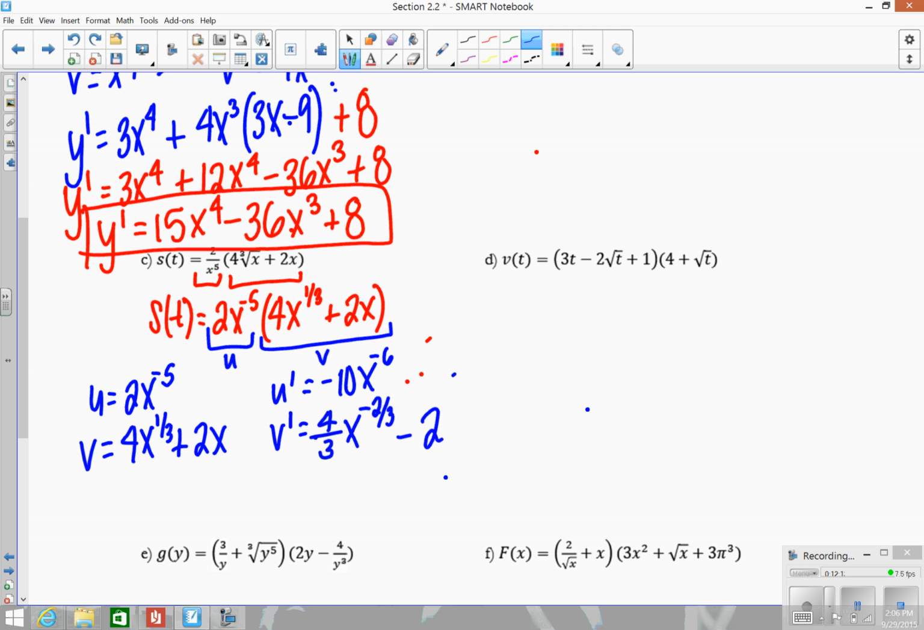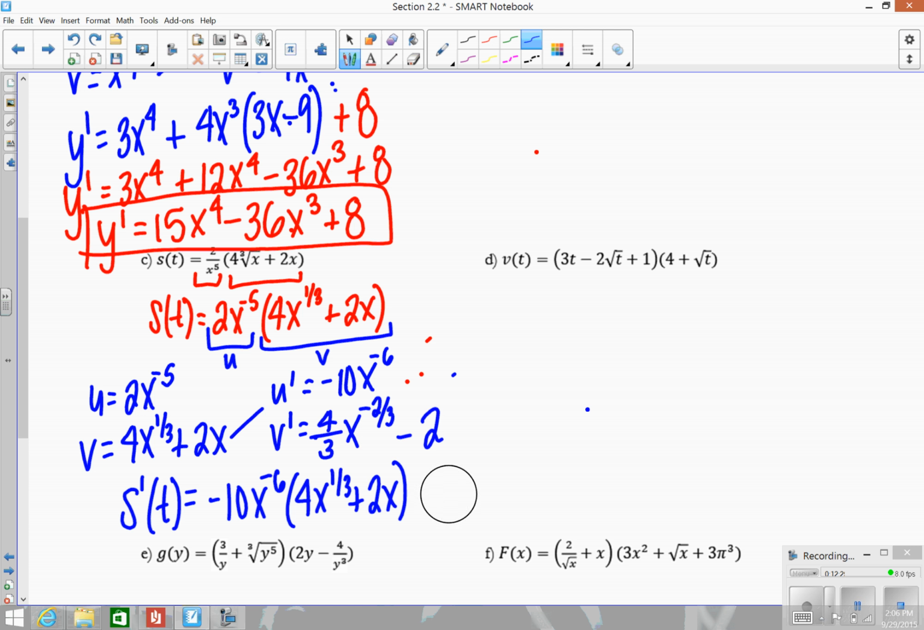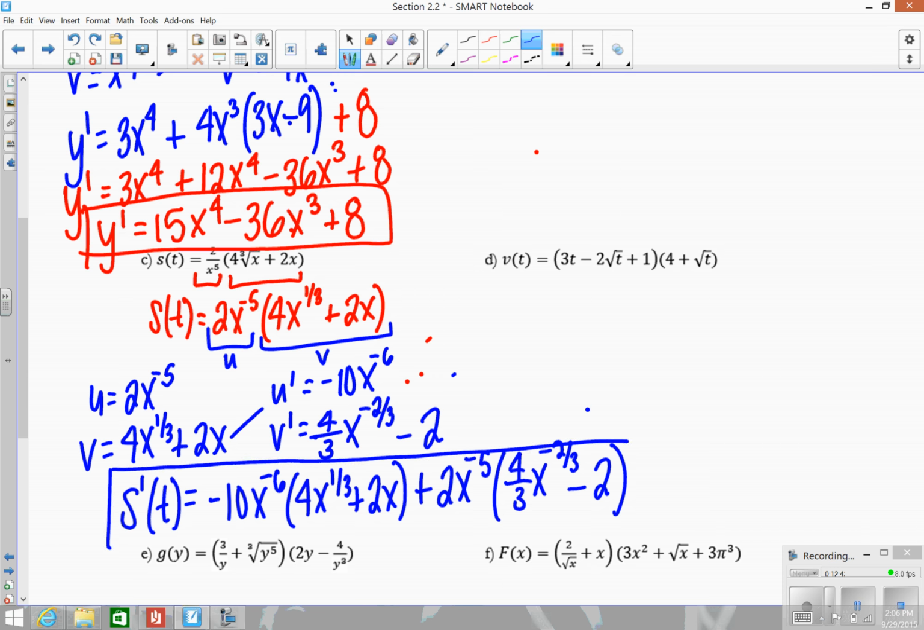So now you're going to multiply from bottom to top. So s prime is going to be negative 10x to the negative 6 times this whole thing, 4x to the 1/3 plus 2x, plus this whole thing here, 2x to the negative fifth times 4/3 x to the negative 2/3 minus 2. And that we are just going to leave as is. We're not going to simplify that because those are going to get pretty messy.